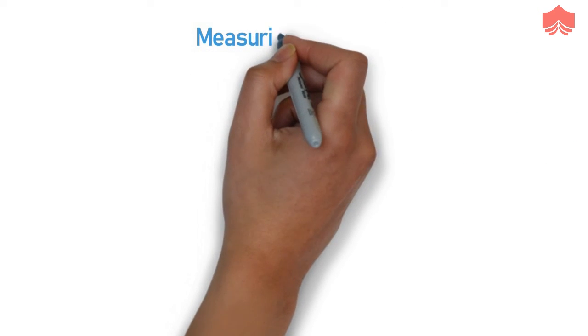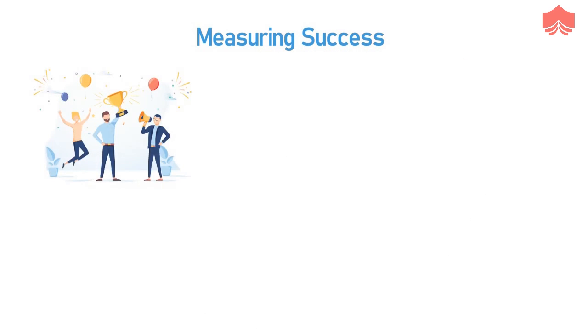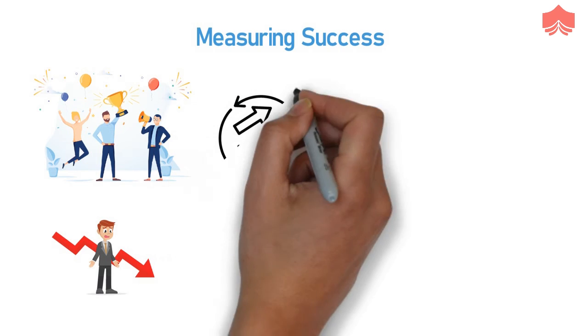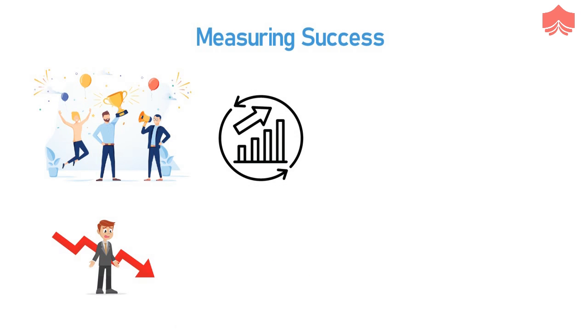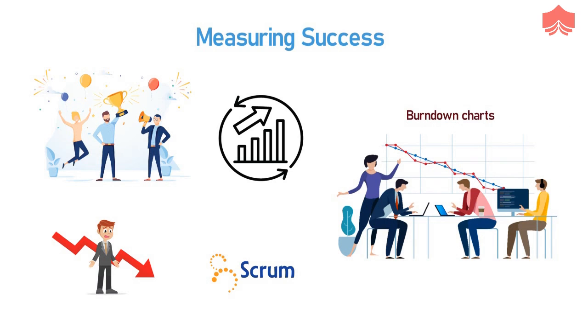Step 6. Measuring success. It is really important to measure our success and failures. It gives us a chance to improve. This applies to Scrum as well. Here we talk about our burn-down charts.